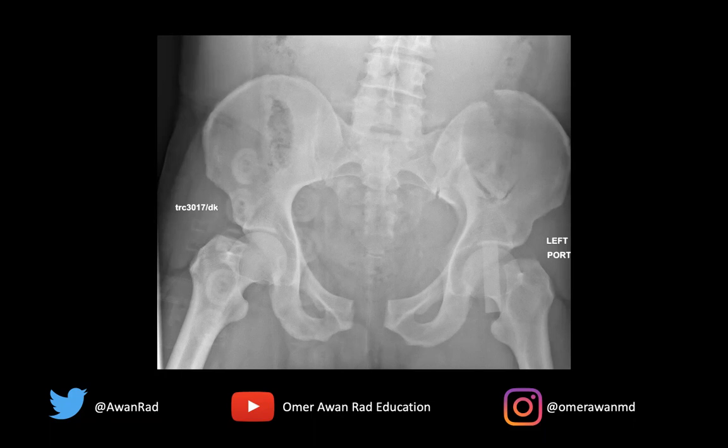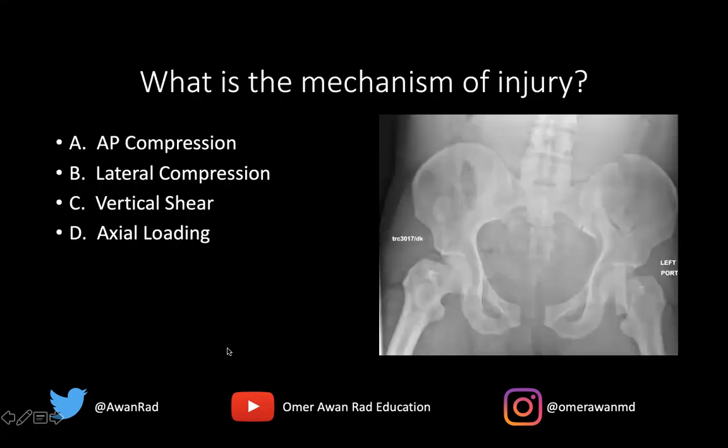Here we have a frontal AP radiograph of the pelvis in a trauma patient, and I'll give you a second to take a look at what you think the findings are. And of course, the question that I have for everyone is, what is the mechanism of injury here? Is this an AP compression case, lateral compression, vertical shear, or axial loading? What's the mechanism of injury here?